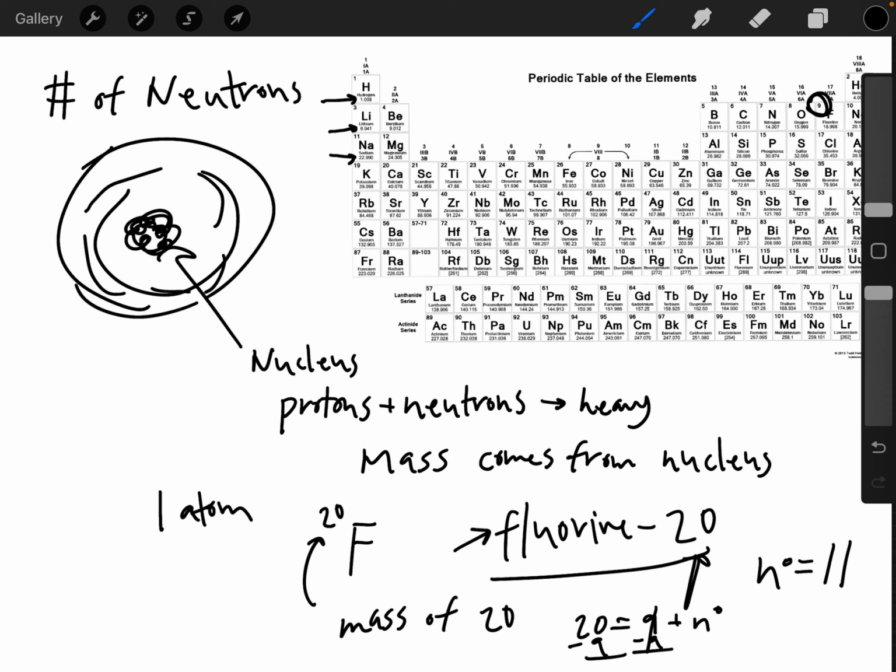All I needed was to know that it was fluorine, because once I know that, I can go to the periodic table and find how many protons there are. And because it gave me the mass, I was able to deduce and figure out how many neutrons there are.